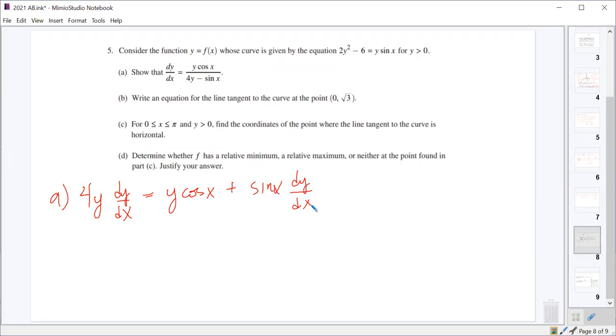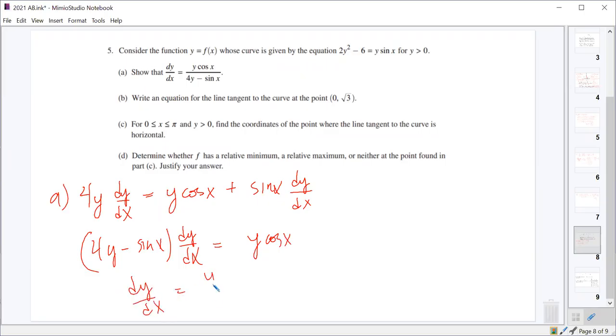And we'll subtract the sine x over to the other side. So we'll have 4y minus sine x, all being multiplied by dy/dx, is equal to y cosine x. And then you just divide, and you've shown that. Good? That part was probably pretty easy. Everybody good with that? Yeah.